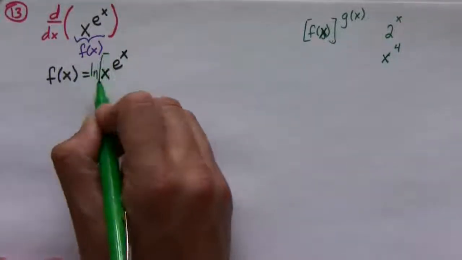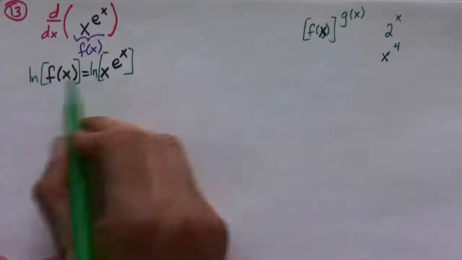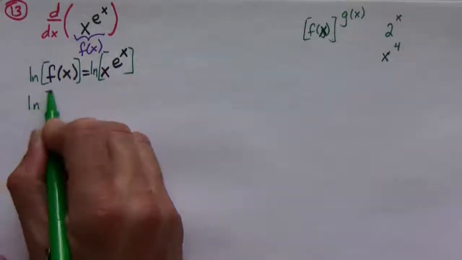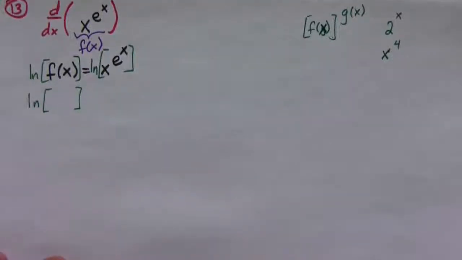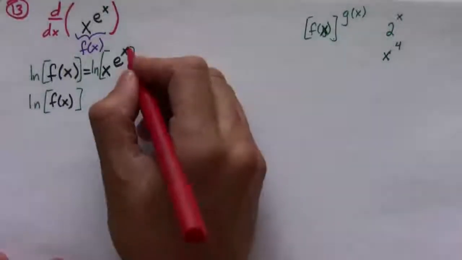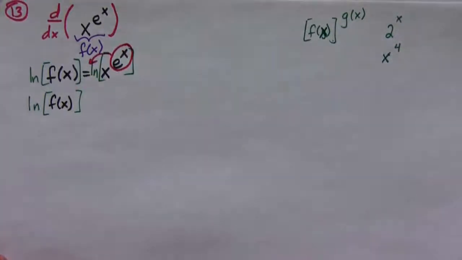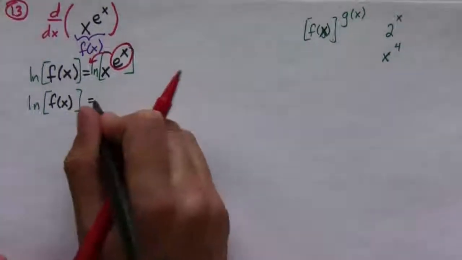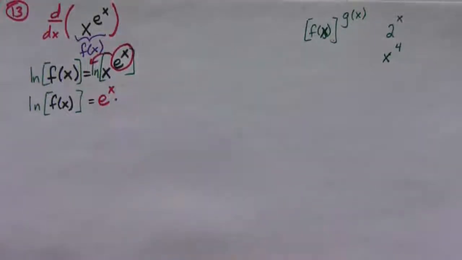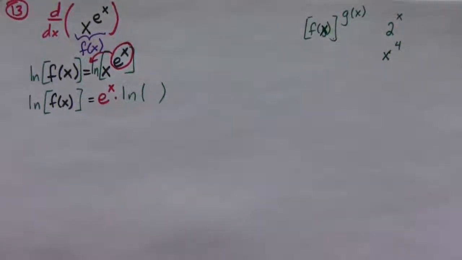So now if I get the log of both the left side and the right side, what happens is that now I can use the laws of logarithms and bring this exponent down below. So the left side is going to equal e to the x times natural log of x.